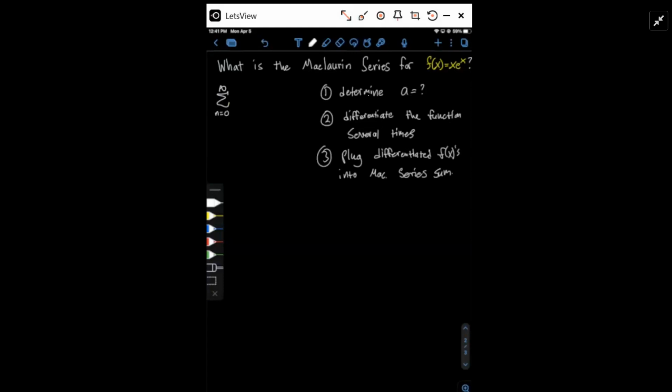So it's going to be the sum as n goes from 0 to infinity of f to the nth derivative evaluated at a over n factorial times x minus a to the n. For a Maclaurin series, it's always centered about a equals 0. That's why a Maclaurin series has its own special name, as opposed to a Taylor series. A Maclaurin series is centered at a equals 0.